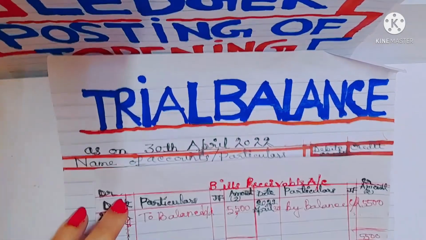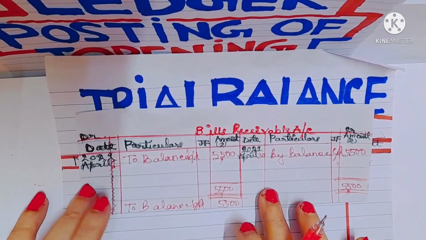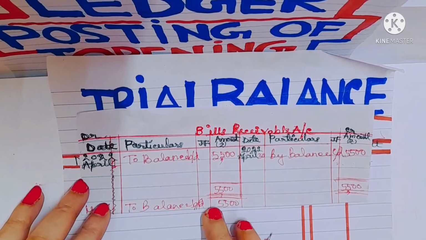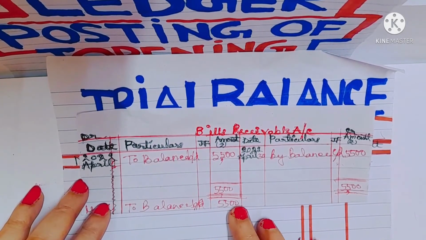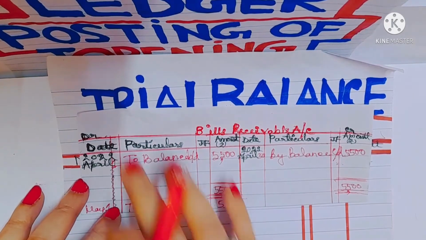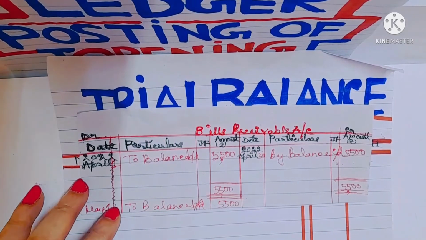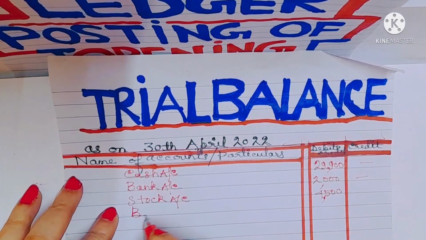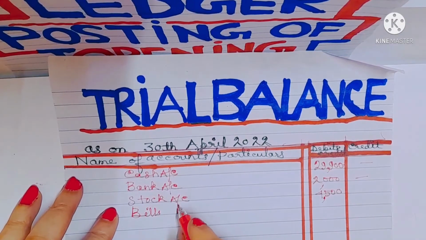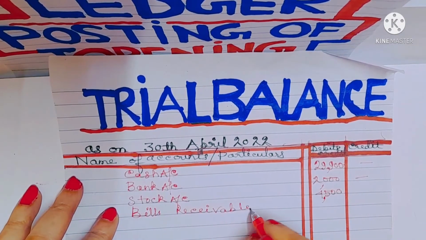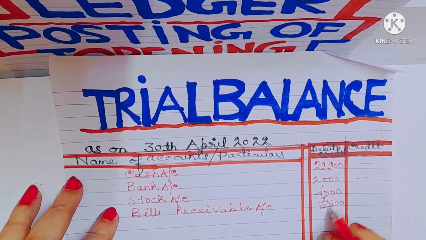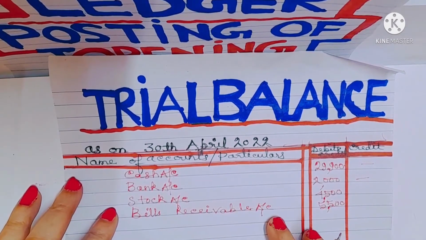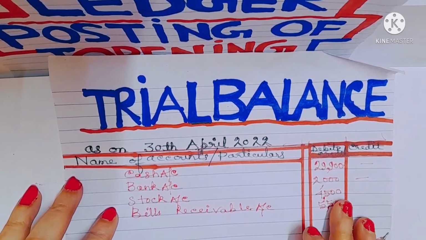The next account is bills receivable account. Bills receivable account is also a debit balance, 5,500, since it's written beneath the debit total. Let's write. Bills receivable account is a debit balance, 5,500. We're writing the amount in the debit column. Understood? Let's see the next account.